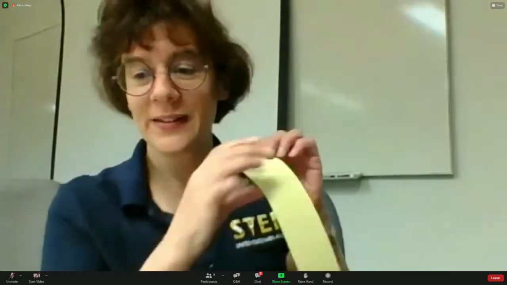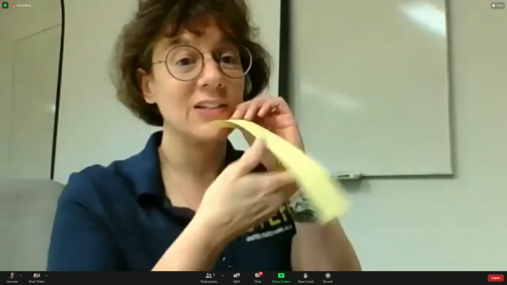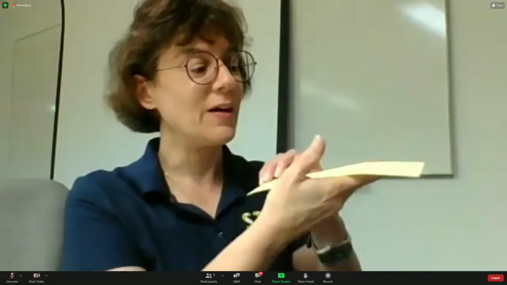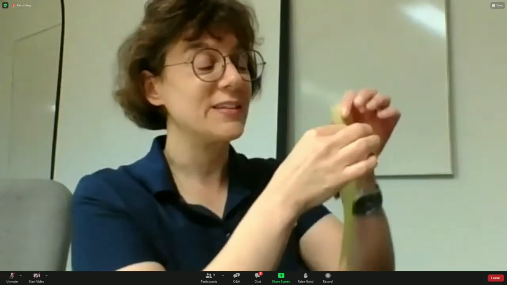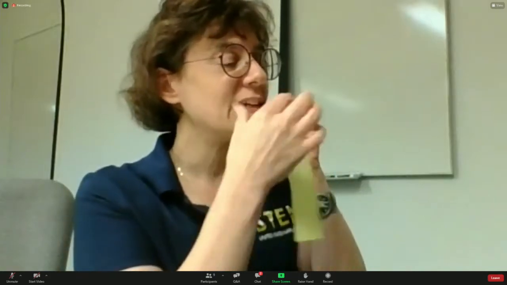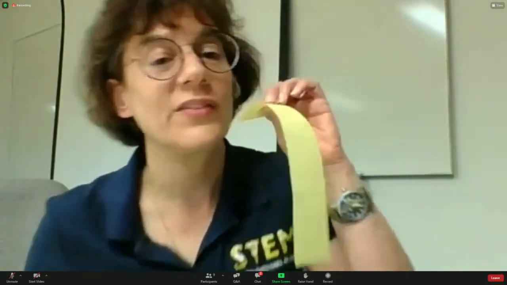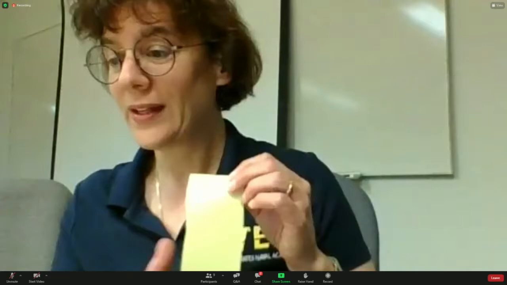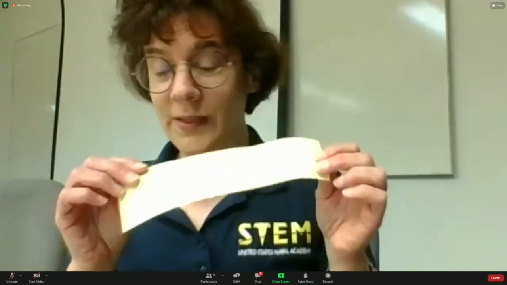So what happened to that paper? The paper actually raised up as I blew over it. So the hypothesis was not true that it would stay still. Also, you might have thought that it would blow down in the direction of the air like it did when we held it upright, but that also did not happen. So what's going on here? Well, this can all be explained with the scientific principle called Bernoulli's principle. I'm going to put the formula down on this sheet here. Hold on.